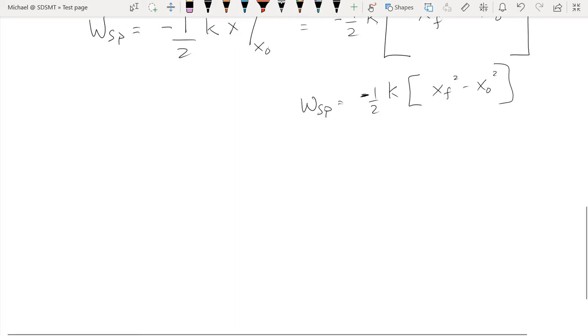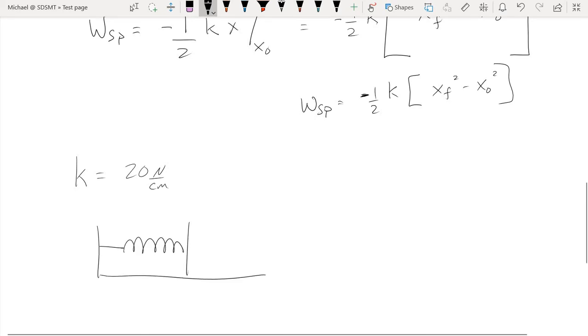So let's see how this might be possible, and we'll put in some values for an example problem. We'll say that we have a spring constant of 20 newtons per centimeter, and we're going to take the spring from equilibrium and we'll stretch it out to a position of x equals 10 centimeters. And I want to know how much work the spring does during that displacement. Well, our equation, our general expression, is right there.